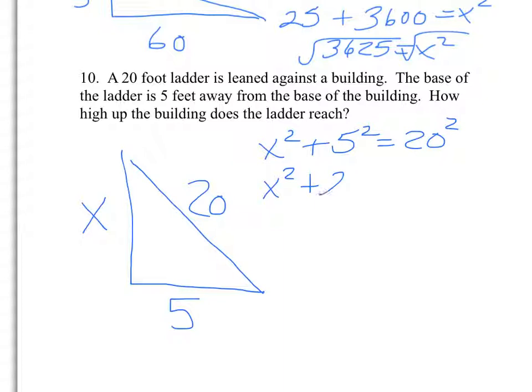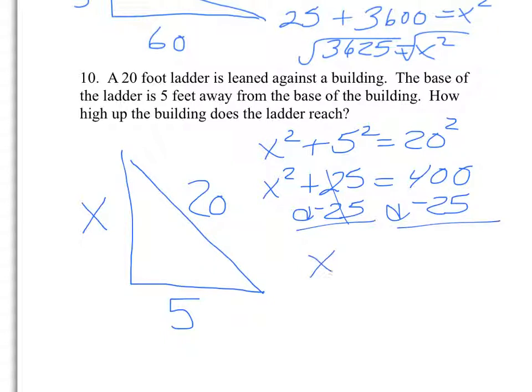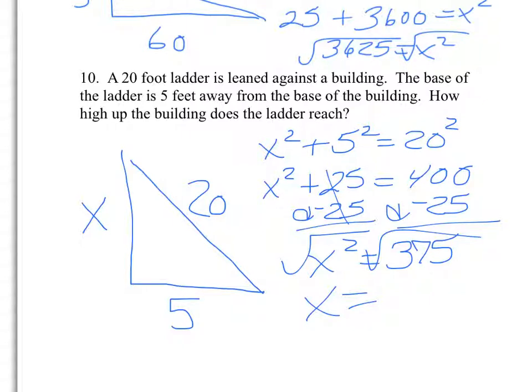X squared plus 25 needs to equal 400. I'm going to add negative 25 to each side. And x squared equals 375, square root. And I get the ladder being roughly 19.4 feet up the wall.